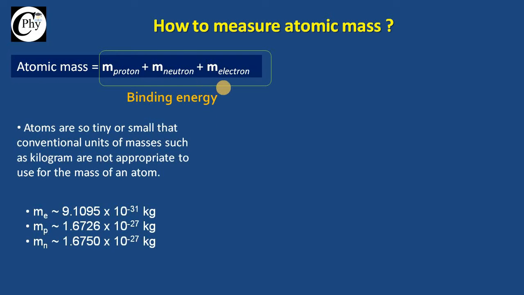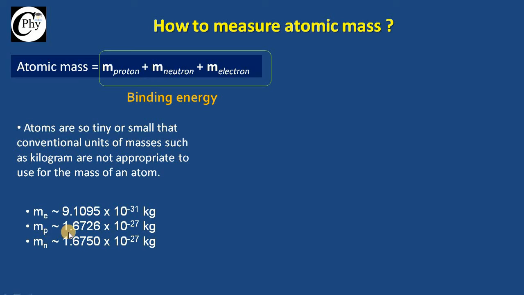Now the problem is that atoms are so tiny that conventional units of mass such as kilogram and gram are not suitable to use at all. For example, the mass of an electron in terms of kg can be measured as 9.1095 into 10 to the minus 31 kg.